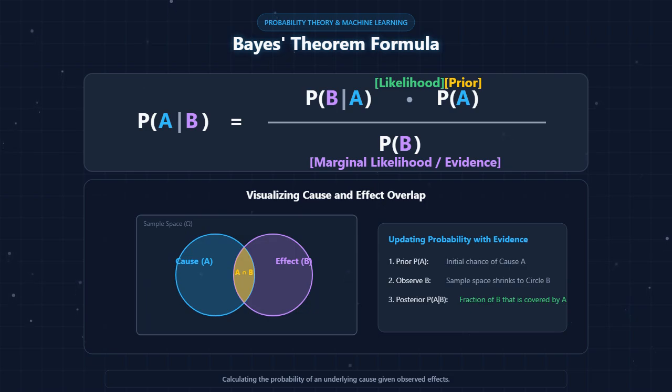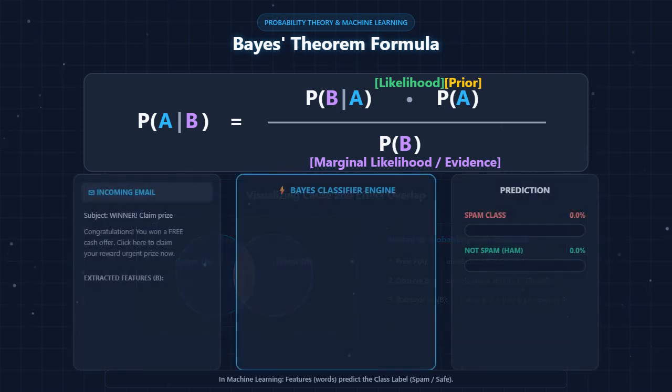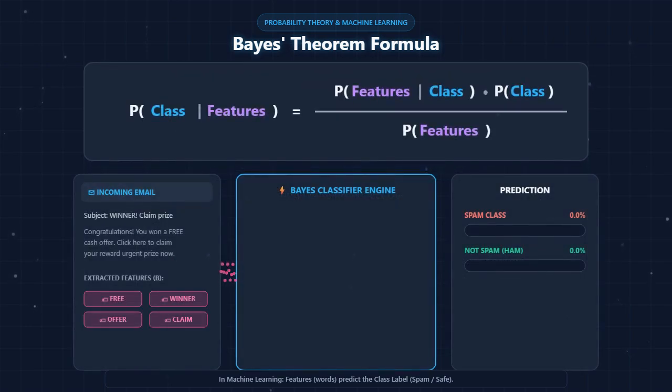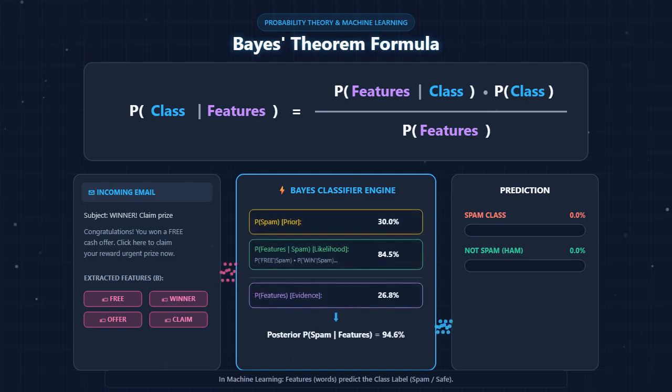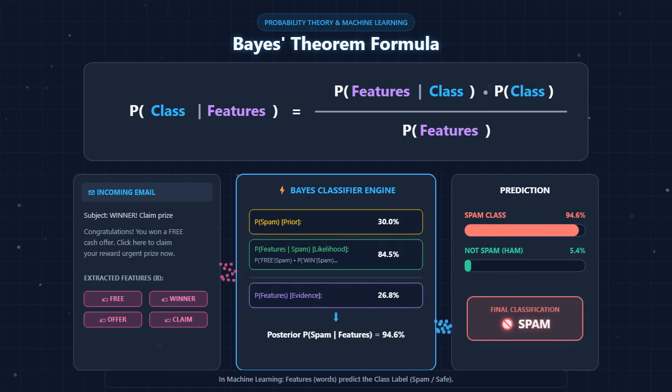In machine learning, we treat A as our class label, like spam or not spam, and B as our observed features, like the words in an email. By calculating this formula for each class, we can make highly accurate predictions.